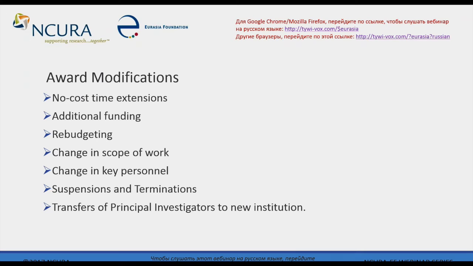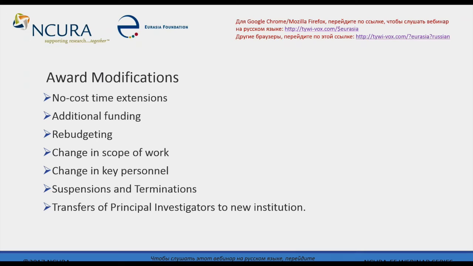Changes in key personnel. People in the original proposal may leave, they may have issues regarding their health or changes in their life, such as family leave or other situations which require additional or different personnel work on the project. These changes often require approval from the sponsor.